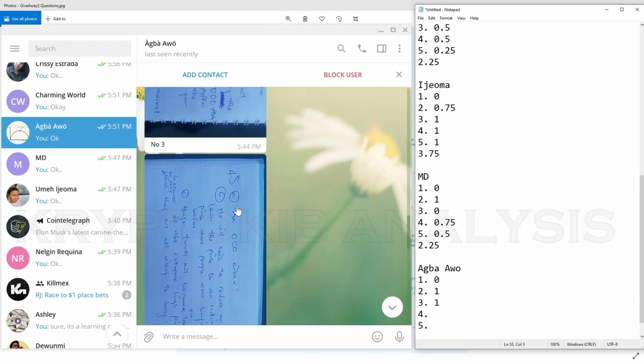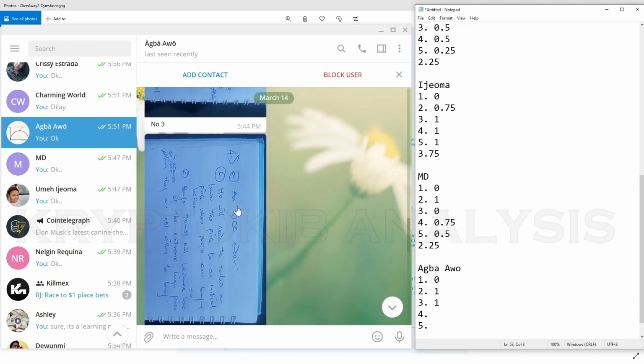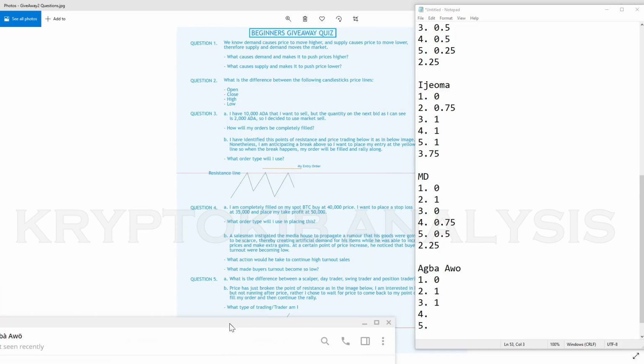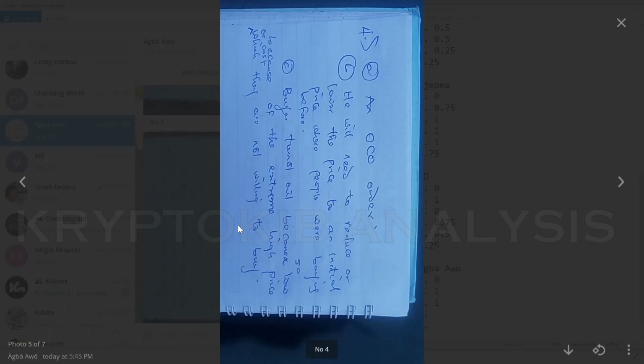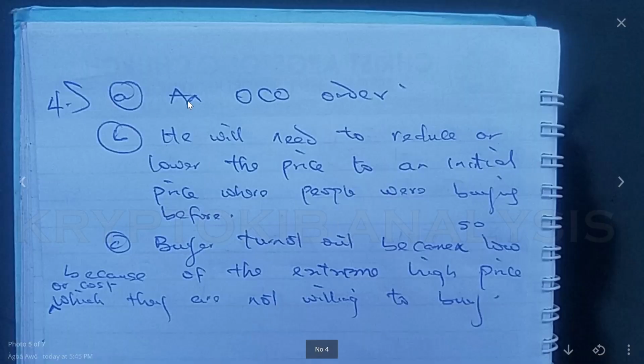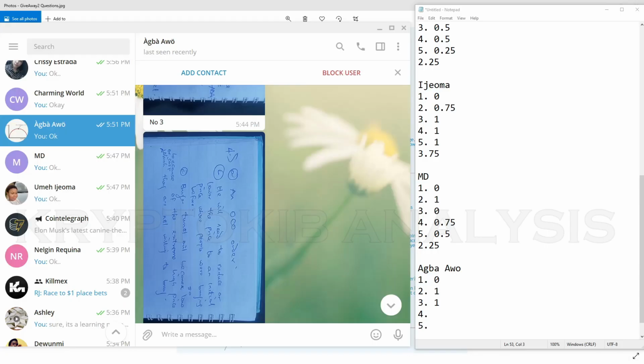Then number four. What is that number four again? Okay, OCO, then stop smart. OCO, that's correct. If we need to reduce or lower the prices one, that's correct. Buyer turned, became low because, okay, that's correct. So that's one full point. Your eye good though.